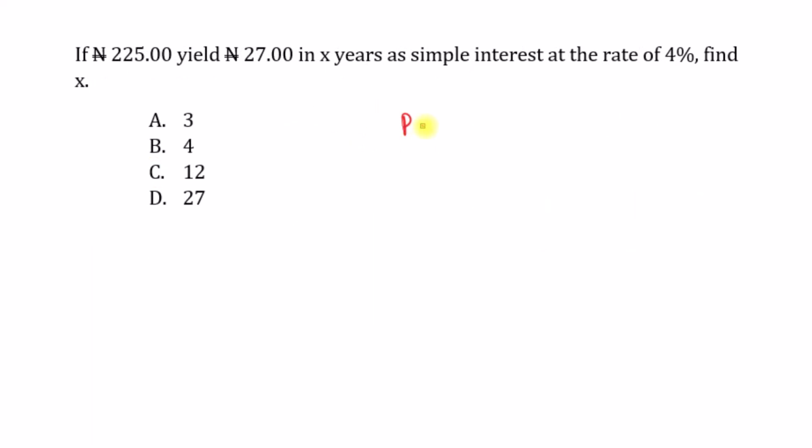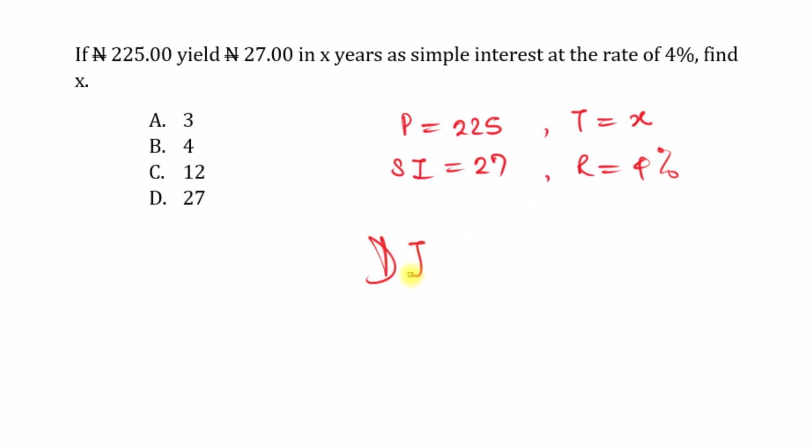We are given the principal to be 225. We are given the simple interest that it yielded to be 27. We are looking for the number of years, which is t, that was given as x, and we are given the rate as 4%. Please go ahead, students, and do this by yourself and leave your answer in the comment section for us to review.